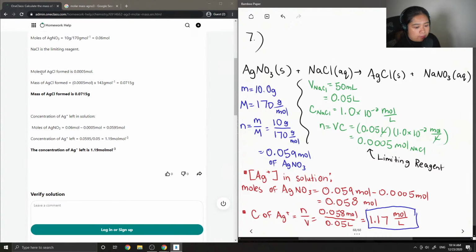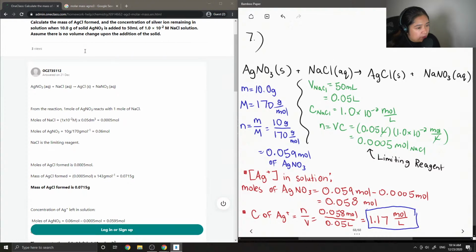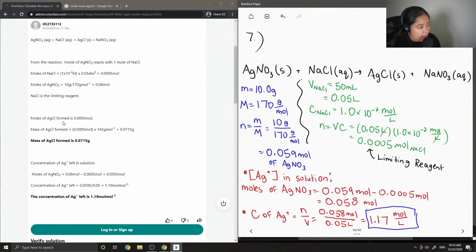So the moles of silver chloride formed is 0.0005 moles. And they calculated the mass of silver chloride formed as well. Oh yeah, I didn't do that step. But yeah, to find the mass, it is just 0.0005 times the molar mass of silver chloride, which is 143 grams per mole. And you should end up with 0.0715 grams. So let me just quickly show that up here.